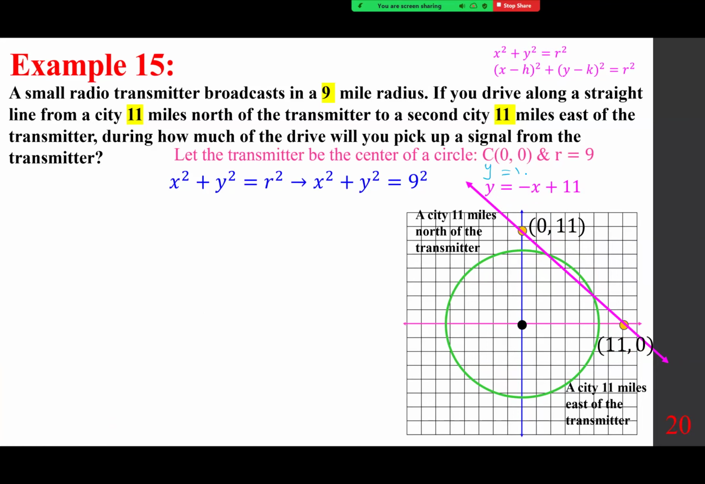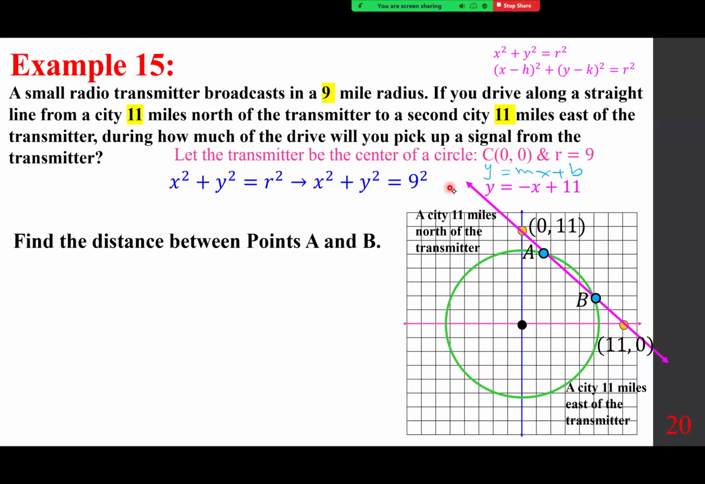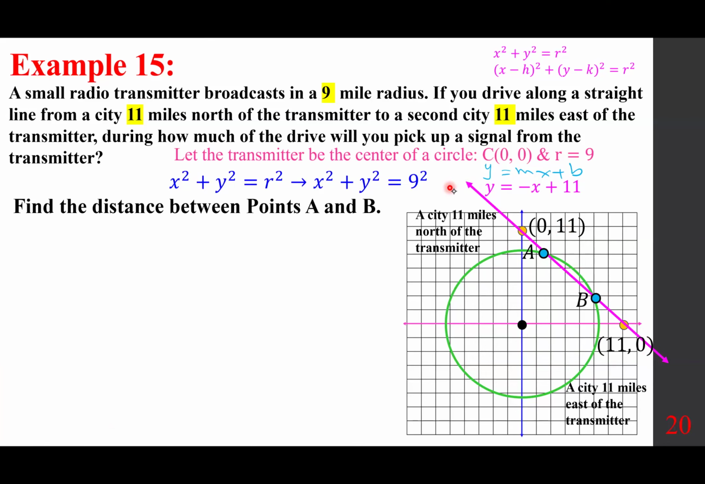So I'm using y equals mx plus b. Calculate the m, and the b, of course, is 11. So we know the equation. From A to B, this is the distance where we actually pick up the signal. Outside B and A, we are out of luck. So find the distance between A and B.